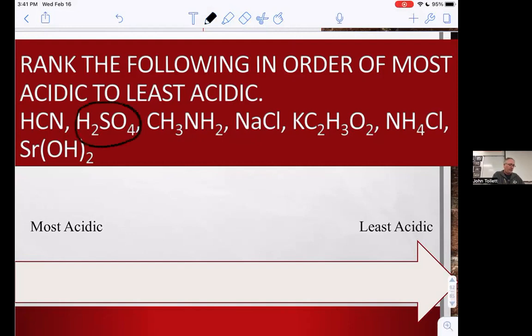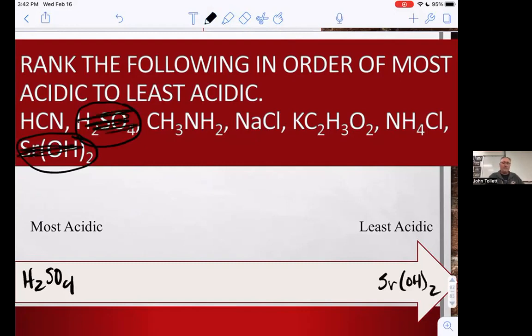I've got sulfuric acid here, which definitely would be most acidic. That's a strong acid. And I see strontium hydroxide. It's a hydroxide, group 2A, so that's strong, Sr(OH)2. I could cross those two out, and I'd have the sides done, the most acidic and the least acidic. You could also probably figure out the middle pretty quickly.